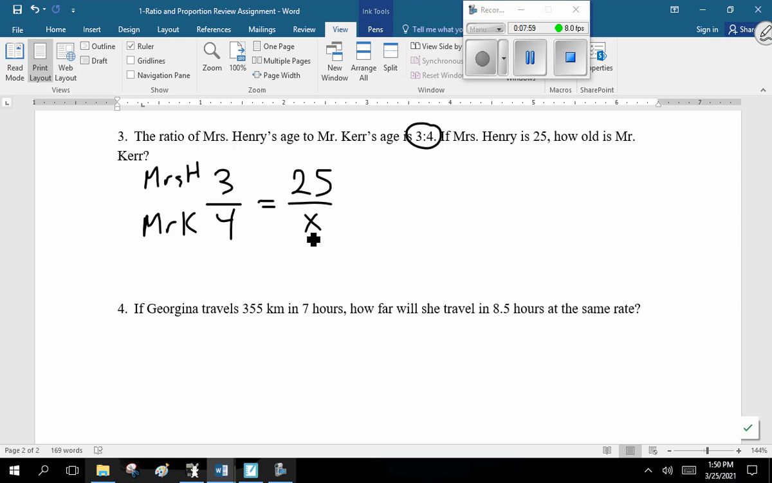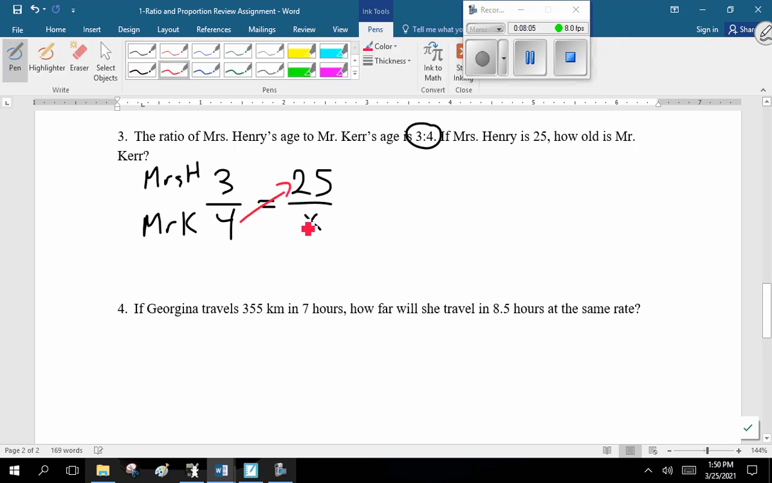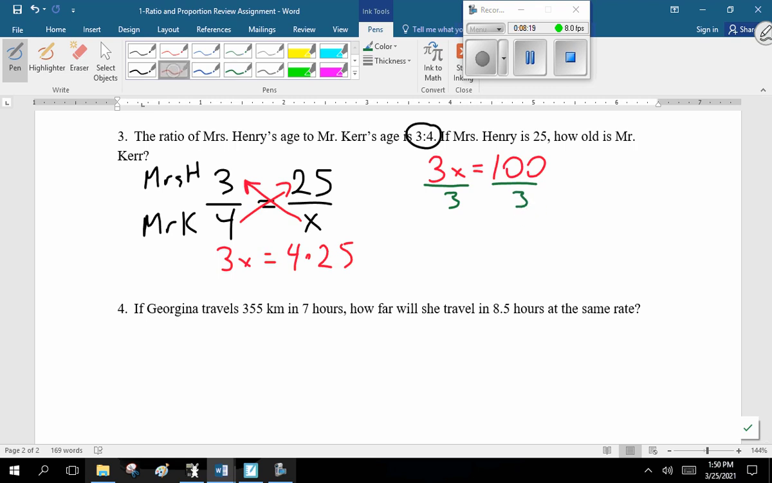So, how would you solve this? Cross multiply. 3x equals 4 times 25, so 3x equals 100. You get rid of times 3, divide by 3. Grab your calculator and that will be 33 1/3. Or you can leave it as 100 over 3, which I prefer. So Mr. Kerr is 33 years old.